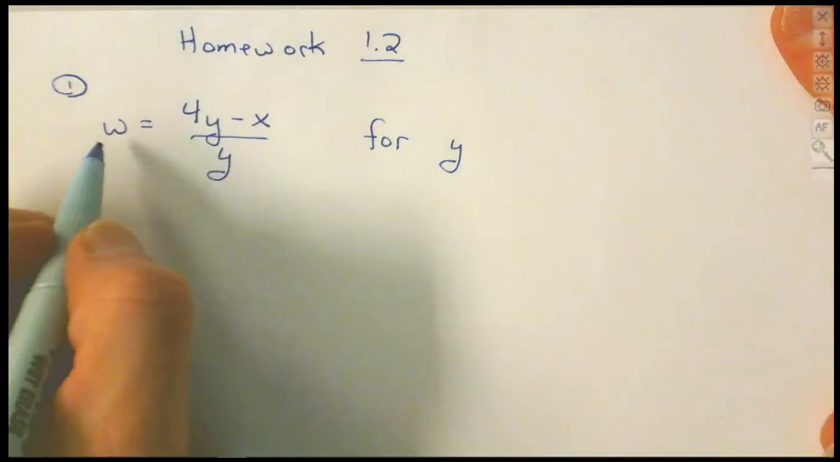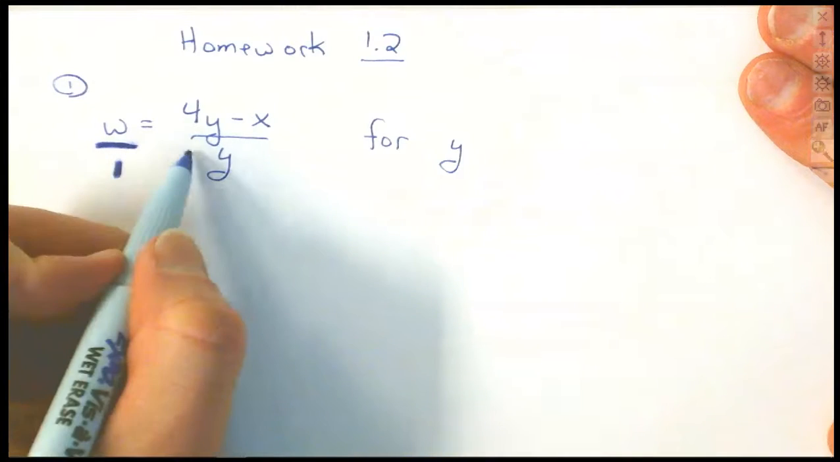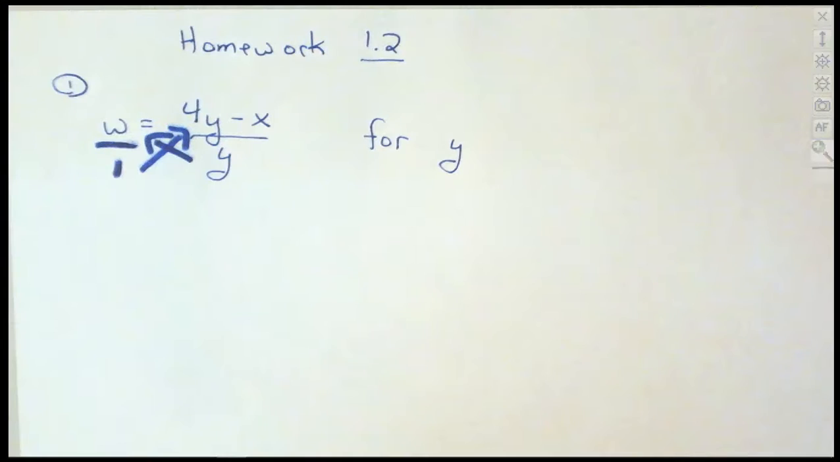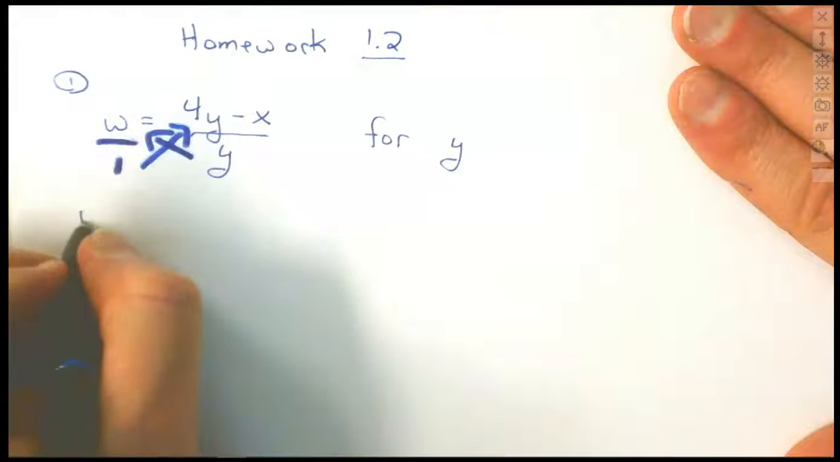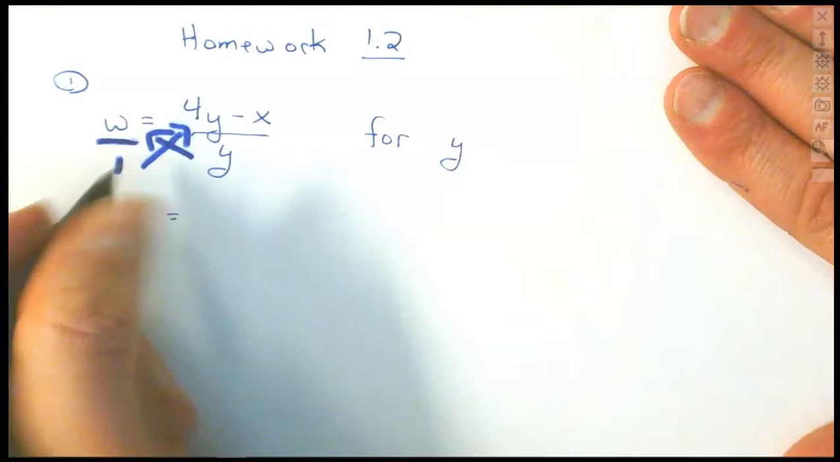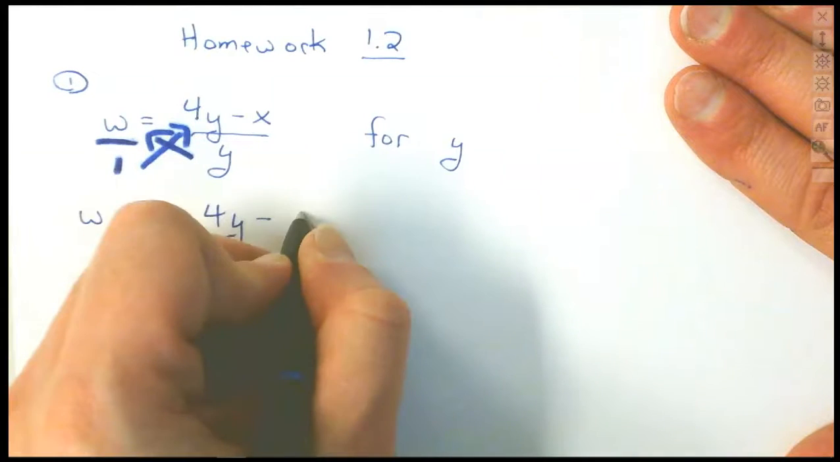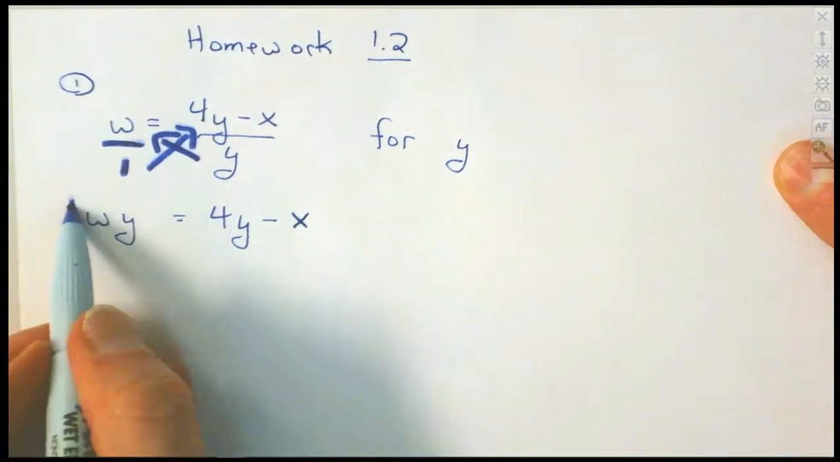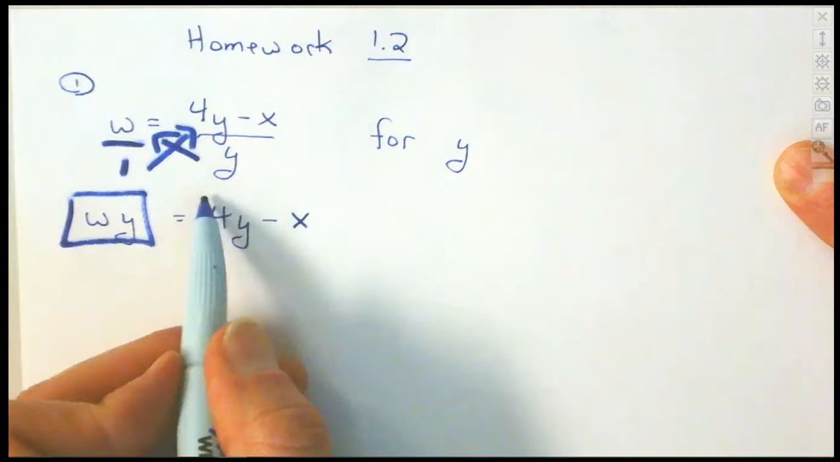So this W, we can write as W over 1, and then we can just simply cross multiply. So that's going to leave you then with WY equals 4y minus x. So cross multiply to get rid of your fraction. Very, very similar to question 4. Same concept, cross multiply. Now, what variable are we looking for? Y. So let's go ahead and put the y in boxes here.